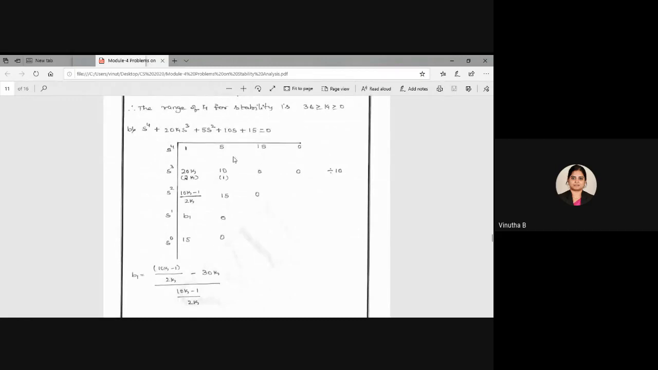So here also, I think you can try this. This material is already shared with you, I guess. If not, I will share it with you. And some other problems will also be shared with you, okay?